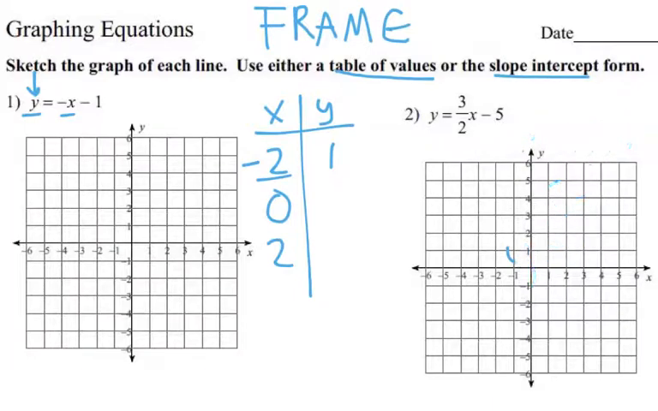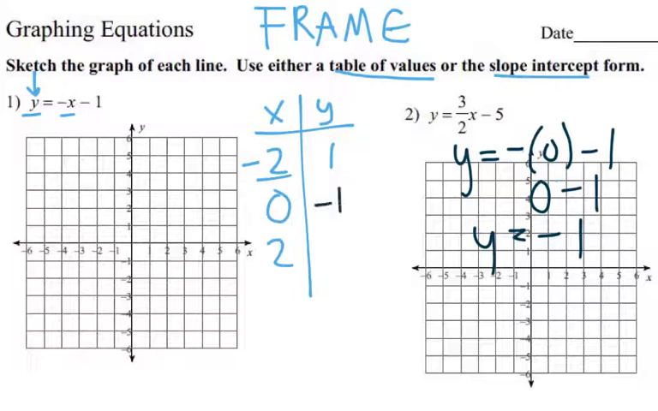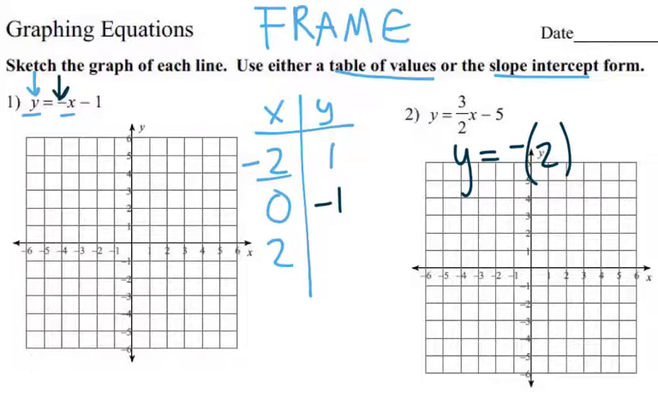Then we do it again for our next number. So y equals, this time we're going to use 0, -0 minus 1. -0 is still 0. 0 minus 1 is -1. So y equals -1. We do it for 2. So -2, and because that negative's on the outside, that's why I always have to include that negative out there. -2 minus 1 gives us -3.